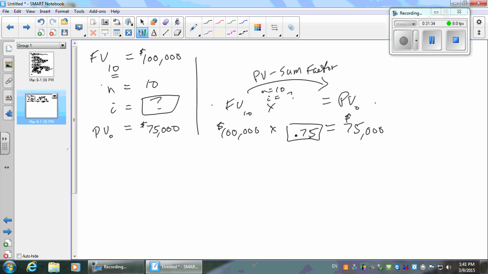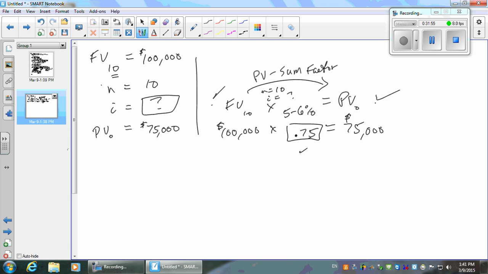If I put the future value on this side and the present value on this side, I get a present value factor. Everybody agree with that? It's 0.75 and it's 10 periods. What could you do on the table? Go down to 10 periods, go across until you find 0.75. Is it there? Between 5 and 6%. Okay, it's 5 to 6%, and I'd take that answer.